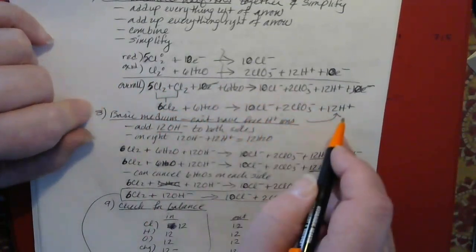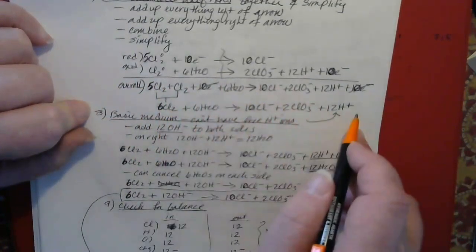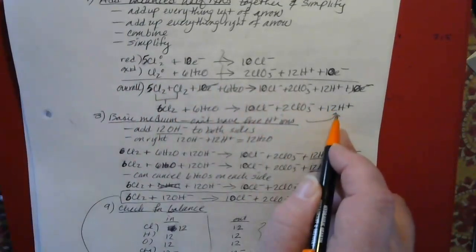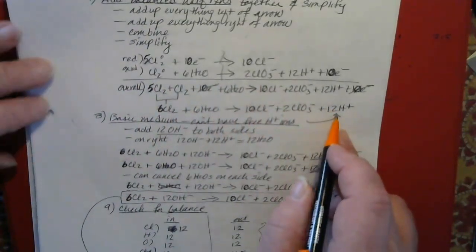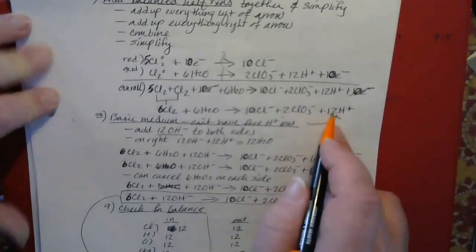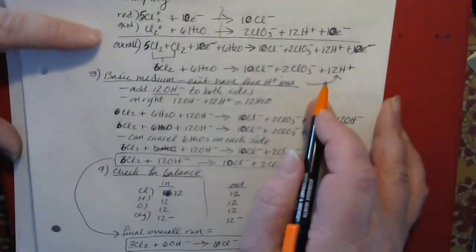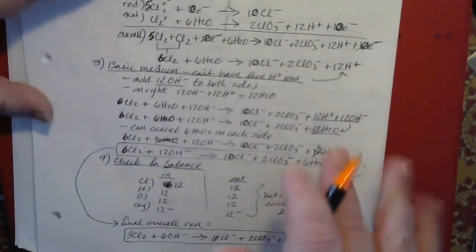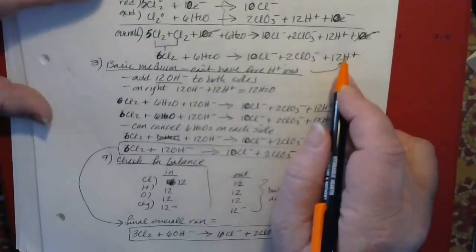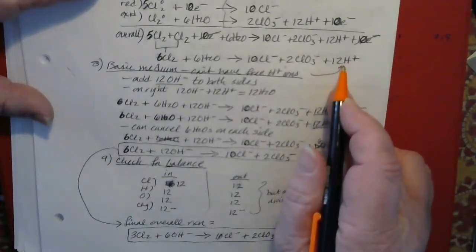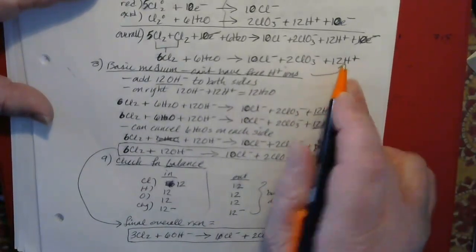So this is your balanced overall reaction, but there's still one problem. It said in the question that this is in a basic solution. You can't have free H plus ions floating around in a basic solution. So we have to take care of that. If we've got 12 H plus ions on one side or the other of the reaction, what that means is we have to add 12 OH minus ions to both sides.